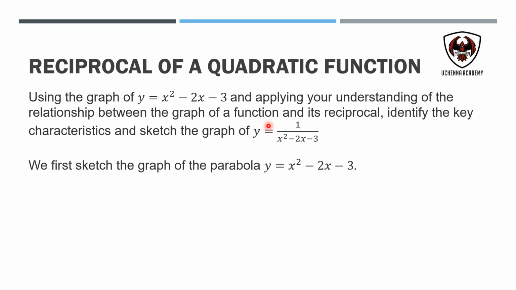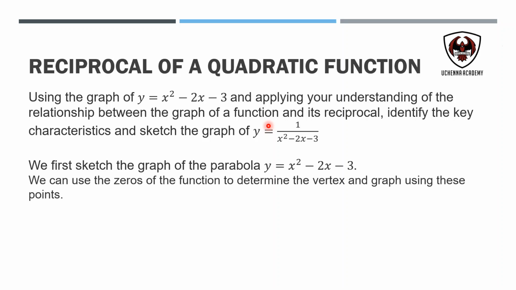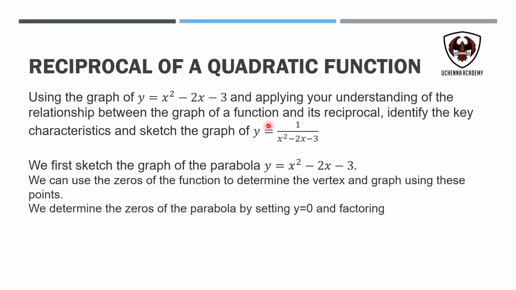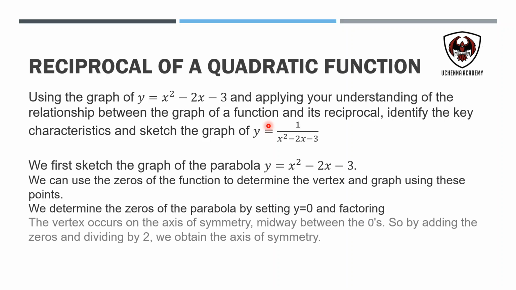So let's first sketch the graph of y equals x squared minus 2x minus 3, and determine the vertex by figuring out the zeros or x-intercepts of this function. So I'm going to factor the function first, and that means that I'm going to set y equal to 0, because that's how you find x-intercepts, and then factor using the product-sum method. And if that doesn't work, of course, we can use our favorite quadratic formula. Well, maybe not all of our favorites, but some people really enjoy the quadratic formula and the discriminant. Anyway, the vertex occurs at the axis of symmetry, which is between the x-intercepts or zeros. So by adding those two zeros and dividing by 2, we can find the axis of symmetry.